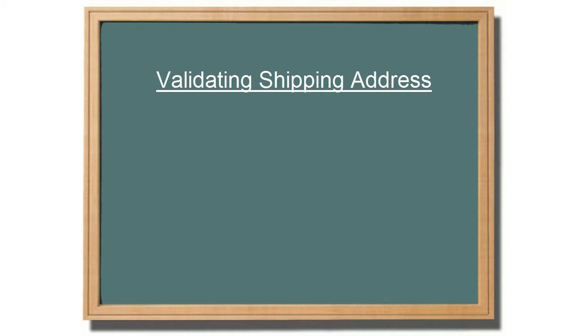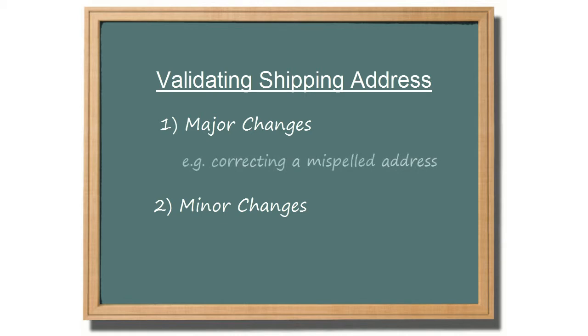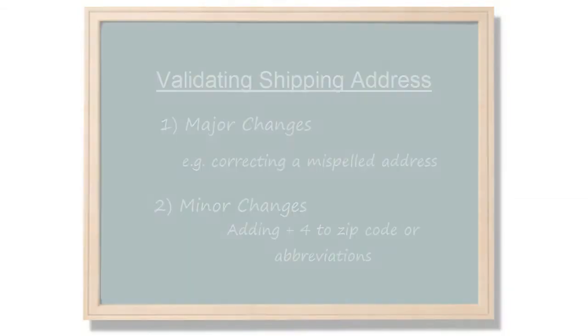There are two types of suggested changes: major changes and minor changes. An example of a major change would be to correct a misspelled address. Minor changes might be adding a +4 number to a zip code, or adding abbreviations like DR for drive or LN for lane to the main street name. By default, when the address is validated, it will include the minor changes as well. However, minor changes can be set to change automatically without requiring you to accept the suggested change. We'll see that setting shortly.